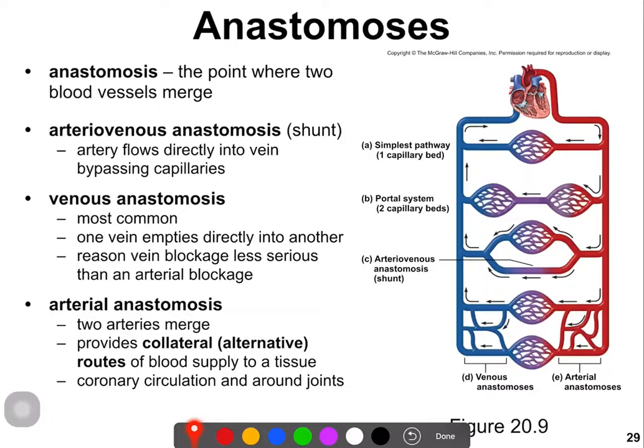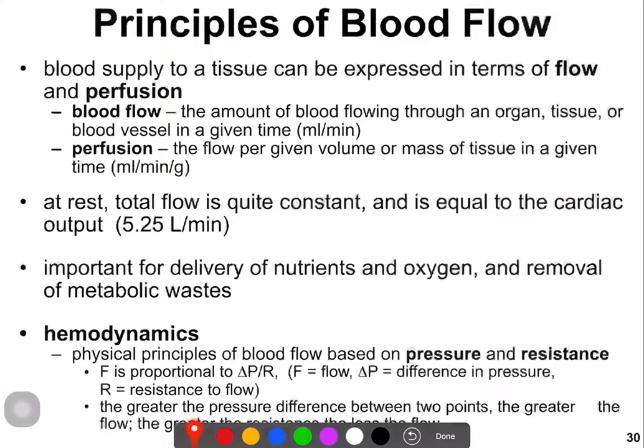And then you have arterial anastomoses, where 2 arteries will basically combine. And we've seen examples of those in the base of the brain, what used to be referred to as the circle of Willis at the base of the brain, and also in the heart to some degree. And this provides what we call collateral circulation, or collateral routes. And it gives an alternative blood supply for blood to go to the same location. Now we're going to end here, but the next video will pick up with the principles of blood flow.